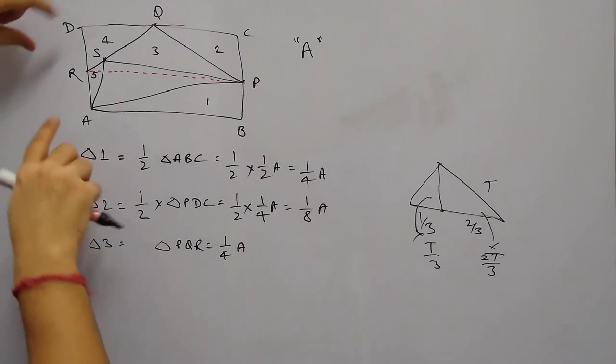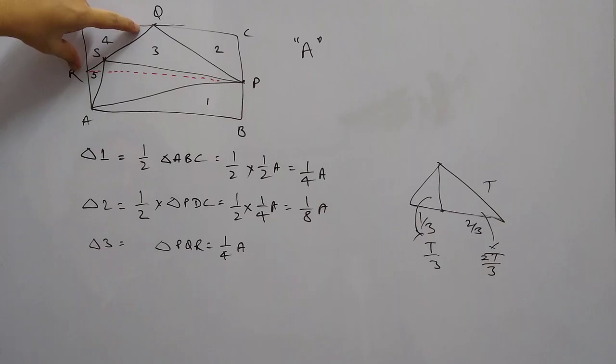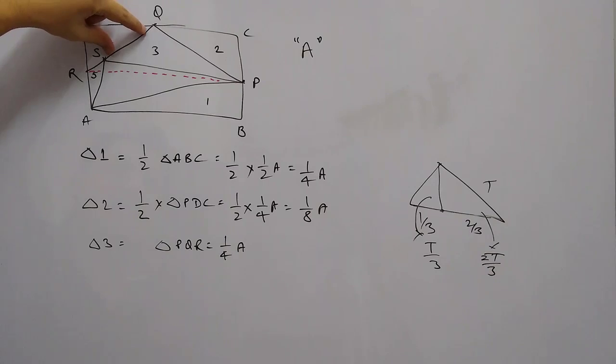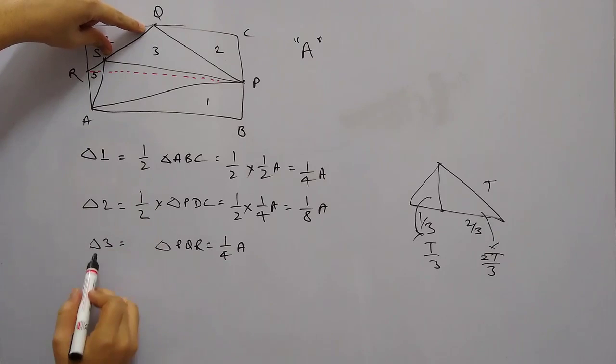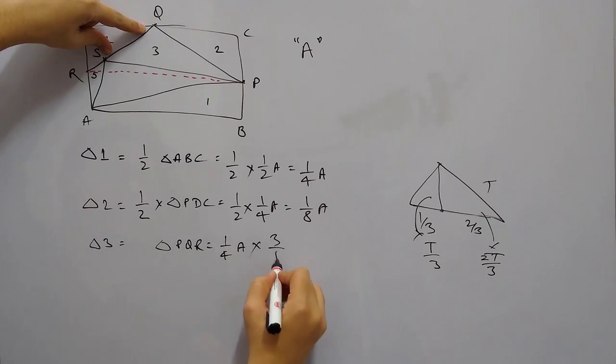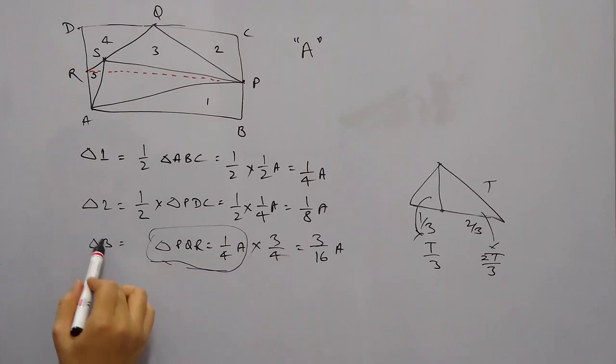And now see, in triangle PQR, this line QR is divided into ratio of 1:3. That means this portion is dividing the entire triangle into 3 by 4th, right? So from here we see the area of triangle 3 will be 1 by 4th of A into 3 by 4th, so we can write it as 3 by 16A. PQR I just wrote to compare this. Otherwise area of triangle 3 is 3 by 16A.